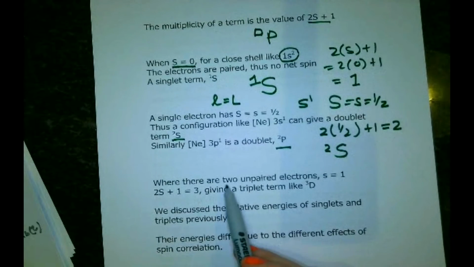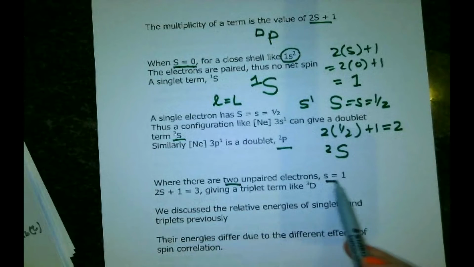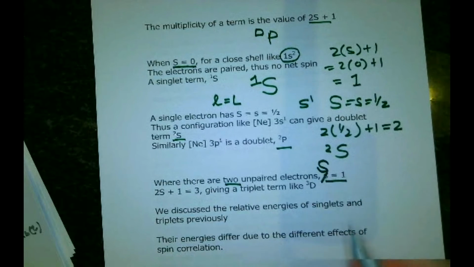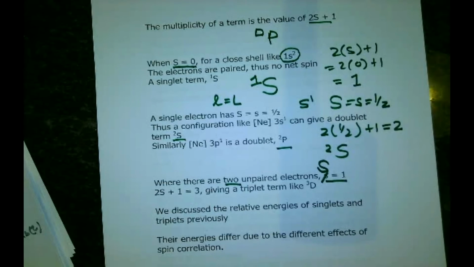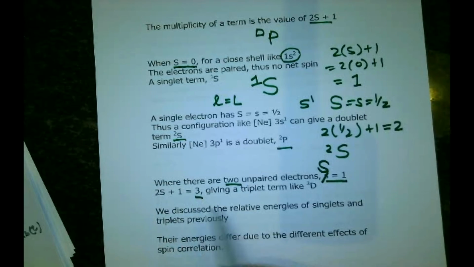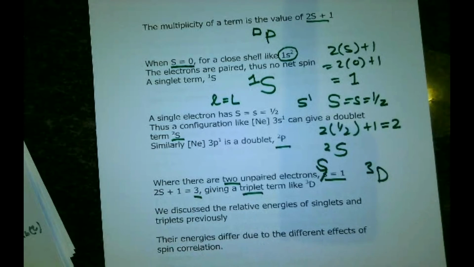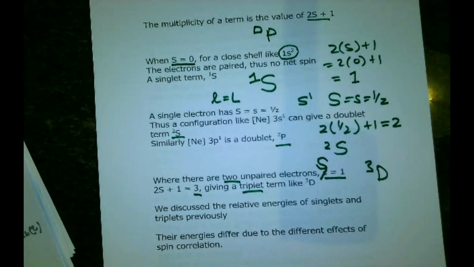When there are 2 unpaired electrons, ladies and gentlemen, please make that correction. That should be uppercase S in your notes. S is 1, and then 2 times 1 plus 1 is 3, giving you a triplet. So you put a 3 next to the symbol.